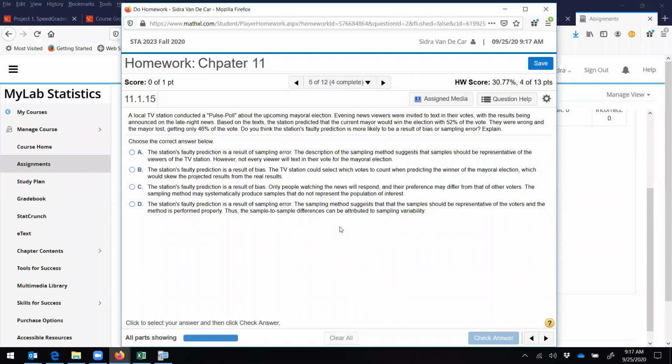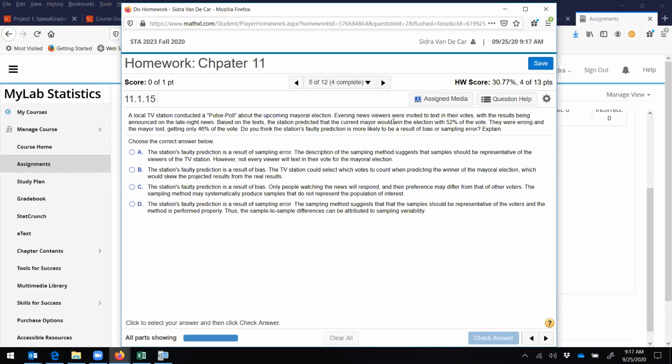A local TV station conducted a pulse poll about the upcoming mayoral election. Evening news viewers were invited to text in their votes, with the results being announced on the late night news. Based on the text, the station predicted that the current mayor would win the election with 52% of the vote. They were wrong, and the mayor lost, getting only 46% of the vote. Do you think the station's faulty prediction is more likely to be a result of bias or sampling error?